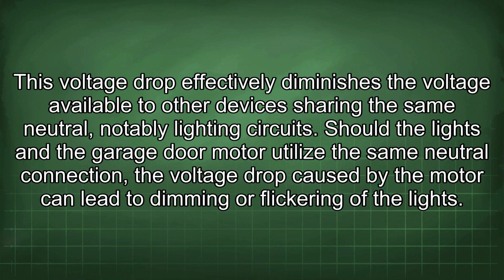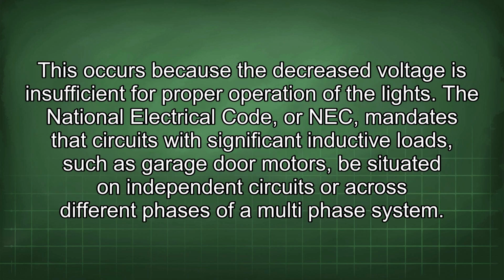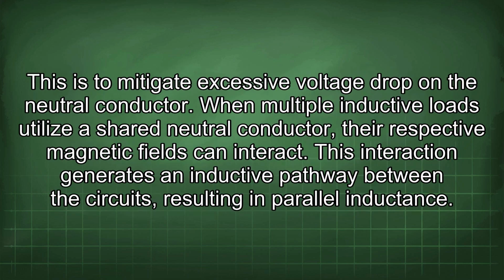This voltage drop effectively diminishes the voltage available to other devices sharing the same neutral, notably lighting circuits. Should the lights and the garage door motor utilize the same neutral connection, the voltage drop caused by the motor can lead to dimming or flickering of the lights. This occurs because the decreased voltage is insufficient for proper operation of the lights. The National Electrical Code, or NEC, mandates that circuits with significant inductive loads, such as garage door motors, be situated on independent circuits or across different phases of a multi-phase system. This is to mitigate excessive voltage drop on the neutral conductor.